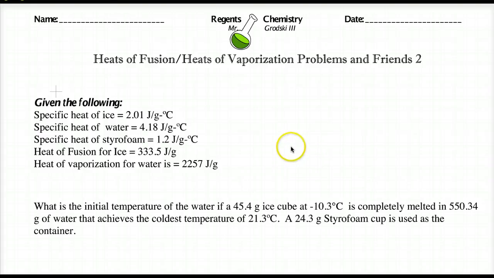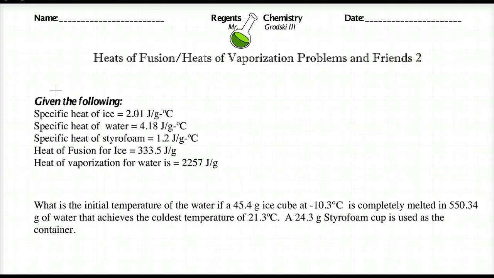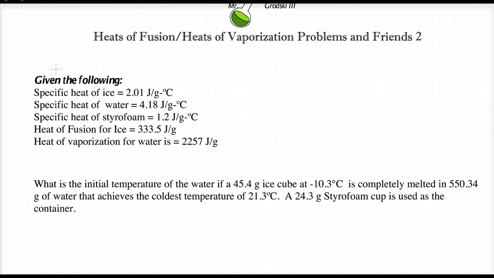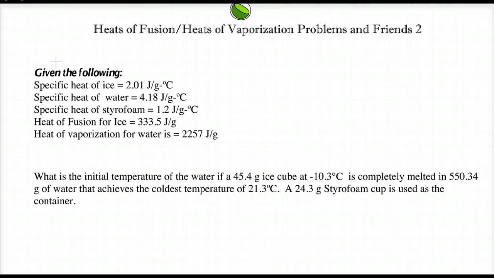Okay, so back to our problem. I'm going to set this up, and you can look over the key. I'm not going to do the whole thing, and you can look at the key as far as a simplification. Let me set this up. So what do we have here? We have a container. In this case, they give me the specific heat of the styrofoam, which is the cup. So we have to consider the cup part of our problem here too.